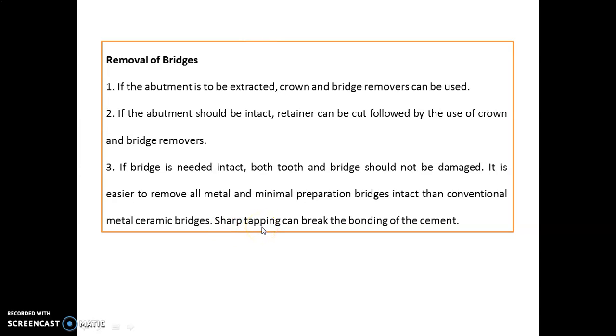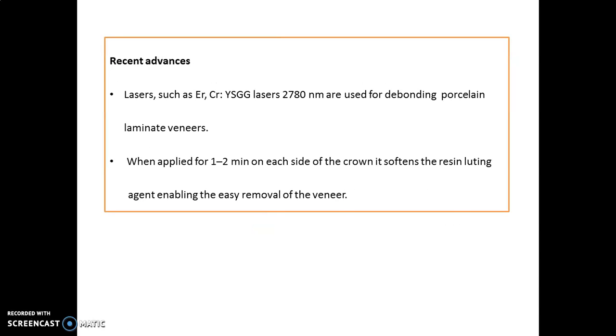Sometimes sharp tapping can break the bonding of the cement. Let's see recent advances. Aspirants, you can use a laser like erbium chromium laser. The wavelength is around 2780 nanometer, and it is most often used for debonding porcelain laminate veneers. When you apply it for 1 to 2 minutes on each side of the crown, it softens the resin luting agent, which enables the easy removal of the veneer.